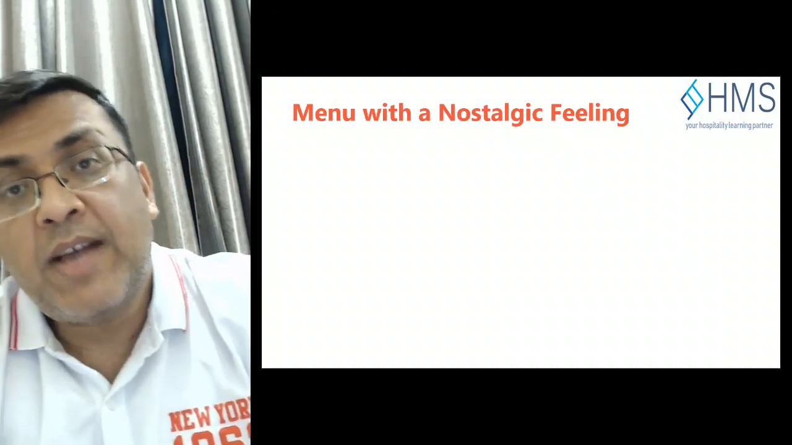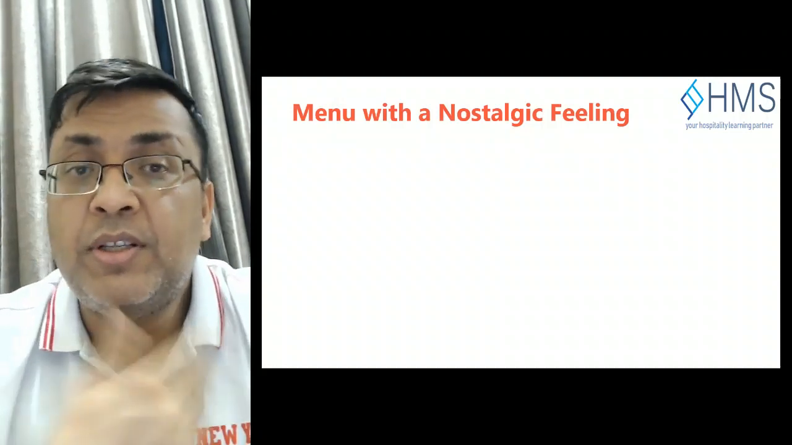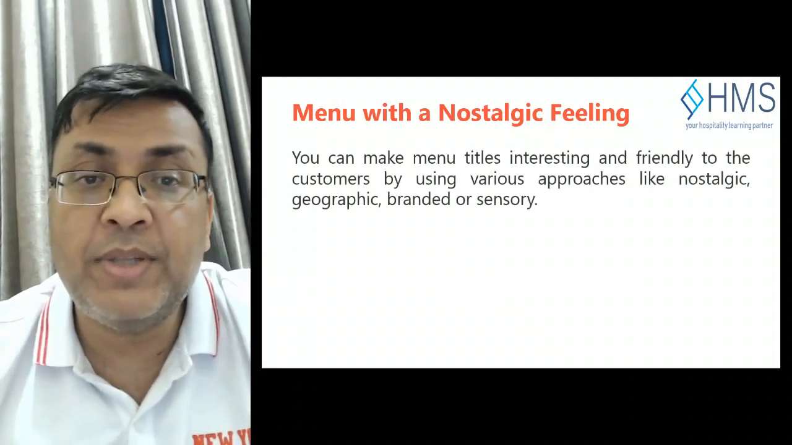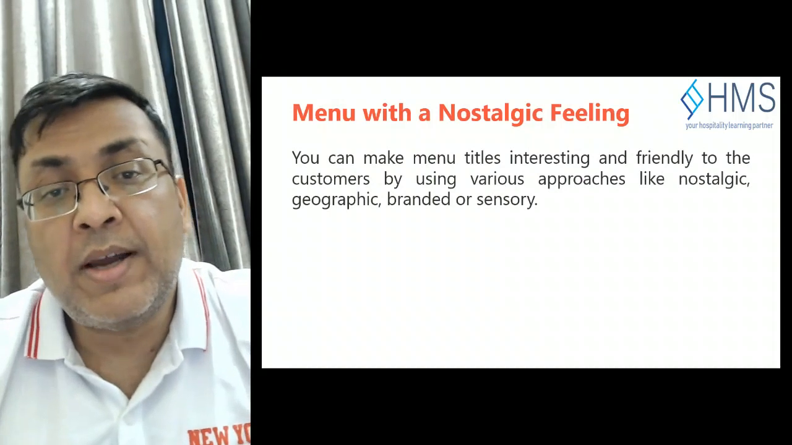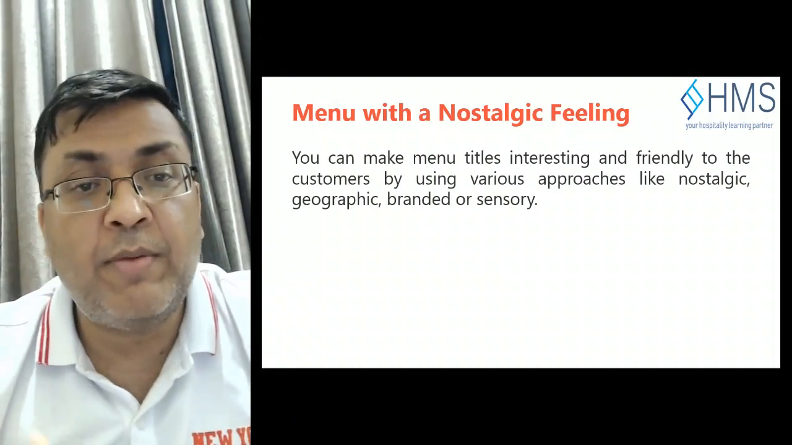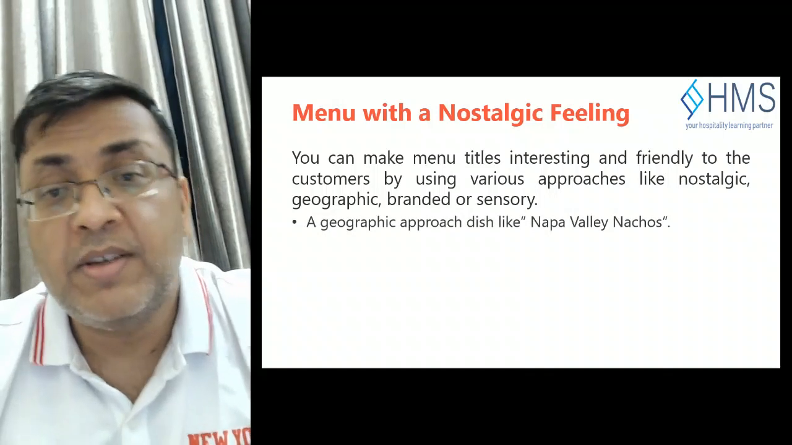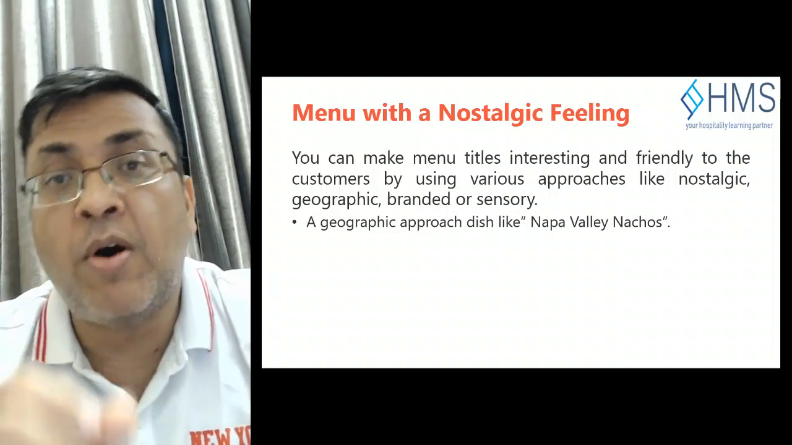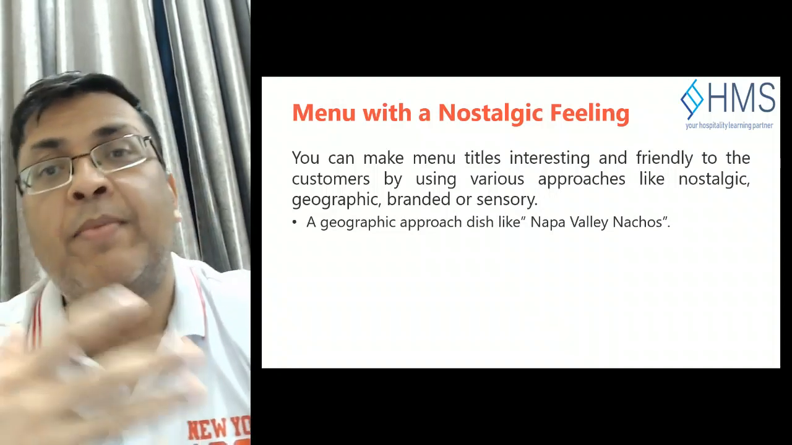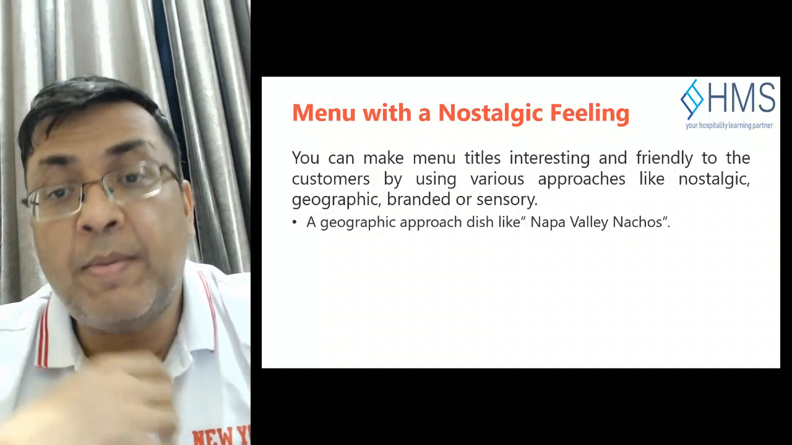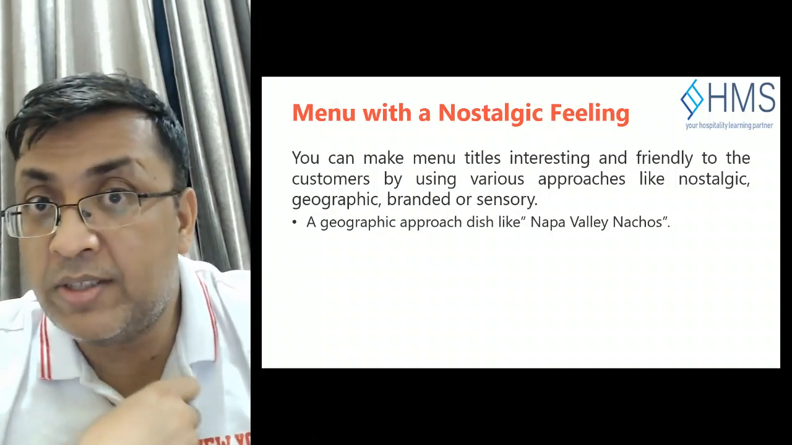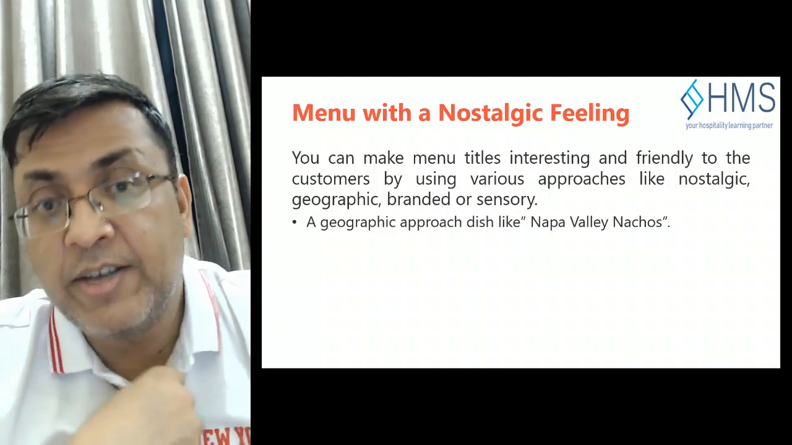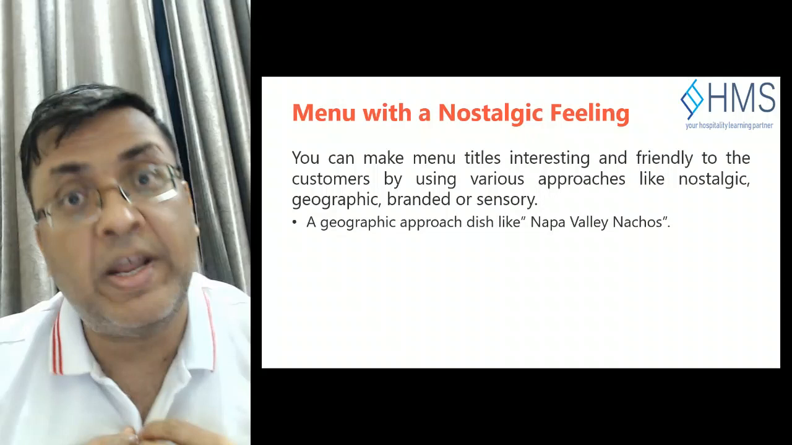One more way of designing the menu is using a nostalgic feeling. So you are playing with the guests' emotions. You can use different approaches like nostalgic, geographic, branded, or sensory. Geographic means using the name of the location where it has come from, for example Italian cheese or Napa Valley nachos, as you can see on the screen, or the location of the ingredients or where we are located. So it's Delhi specials, for example.